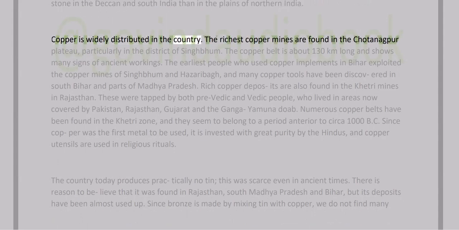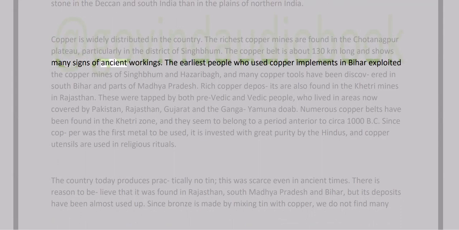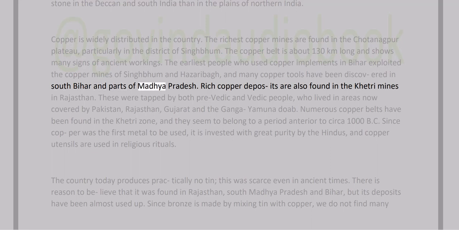Copper is widely distributed in the country. The richest copper mines are found in the Chotanagpur Plateau, particularly in the district of Singhbhum. The copper belt is about 130 kilometers long and shows many signs of ancient workings. The earliest people who used copper implements in Bihar exploited the copper mines of Singhbhum and Hazaribagh, and many copper tools have been discovered in South Bihar and parts of Madhya Pradesh.